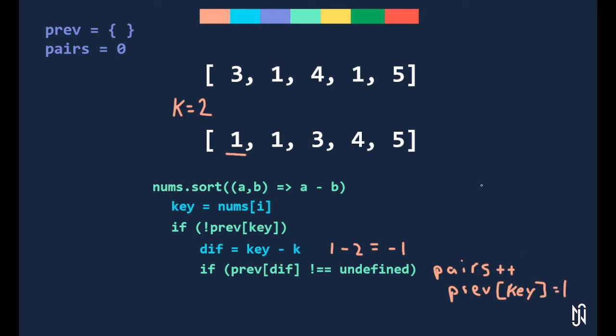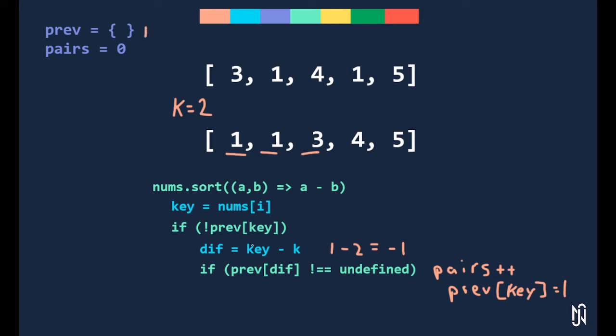So now when we go through our loop, we're going to go to the next value, which is also 1. We're going to set our key to 1, and we're going to check if previous[key] exists, which it does, because we had just set it to 1 right here. So we're going to skip this and go to the next one. We're going to go to 3. So now key is equal to 3. We're going to check if 3 exists in the previous object, which it does not. We only have the value 1.